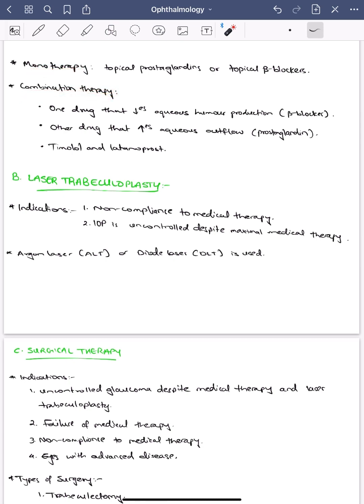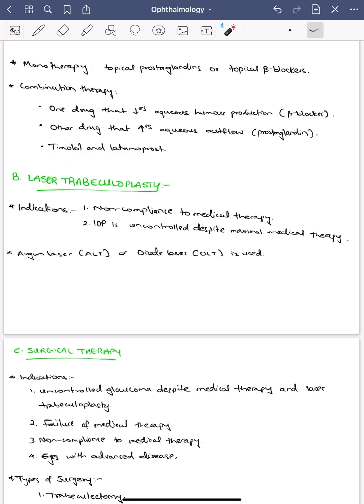Now monotherapy, the drugs preferred are either topical prostaglandins or topical beta blockers, and in combination therapy what we do is we give one drug that decreases aqueous humor production and another which increases aqueous outflow. So the combination of these two drugs are given. Now the usually given combination is timolol and latanoprost. So this is the medical therapy.